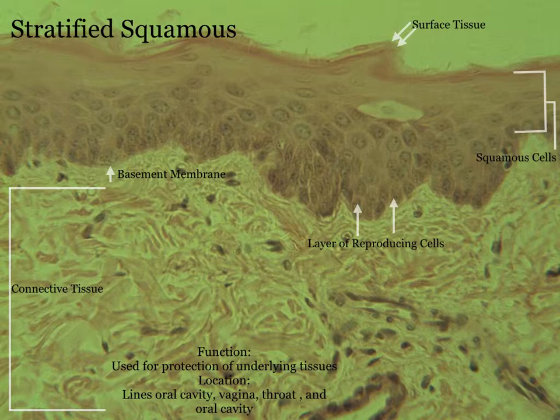Stratified squamous tissue is a relatively thick tissue that has many layers of cells. As cells grow, they are pushed outward and flattened. This makes up your outermost layer of skin, which is your epidermis. This tissue makes a protein called keratin, which is accumulated when older cells are pushed outward. This tissue also lines the oral cavity, the throat, the vagina, and your anal cavity.